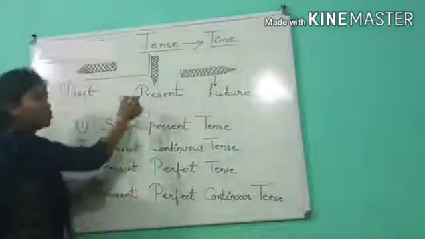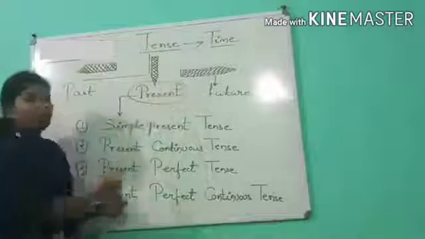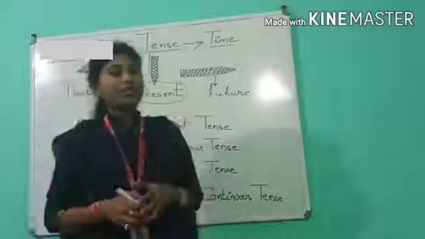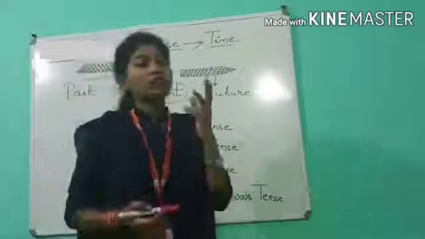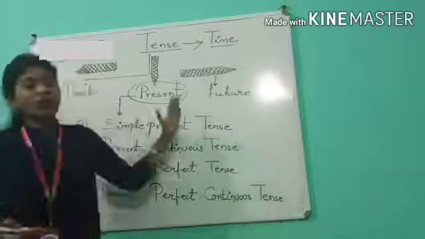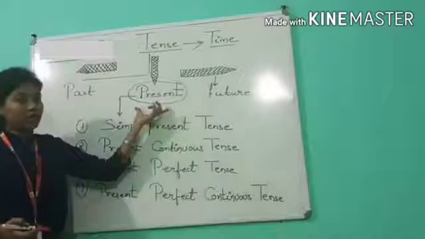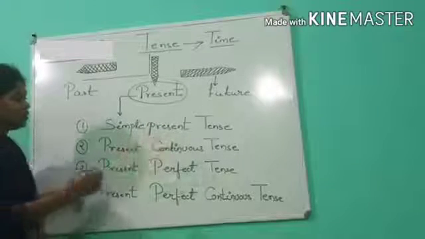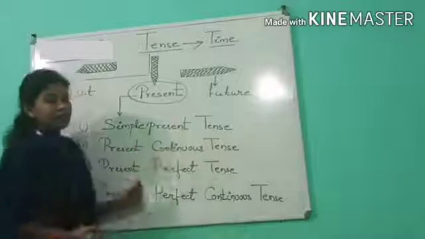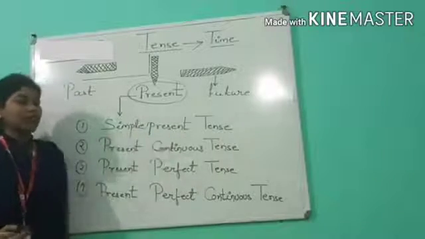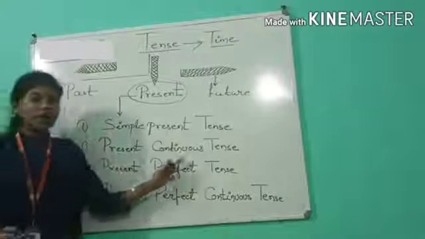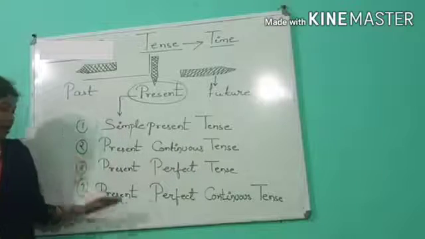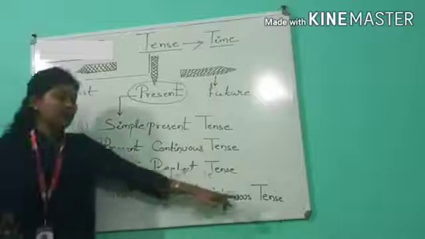So here we will be talking about the first one, that is present tense. If I narrate it to you as a story, it will be like this. There was a king who had 3 daughters: past, present and future. Again, the present has 4 daughters. So what are the names? The elder daughter's name is simple present tense. What is the name? Simple present tense. The second daughter's name is present continuous tense. The third one is present perfect tense. And the last one is present perfect continuous tense.